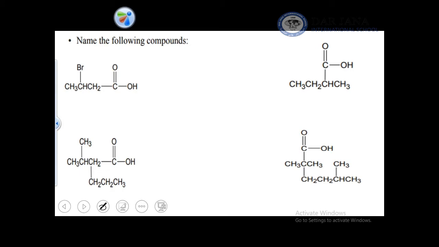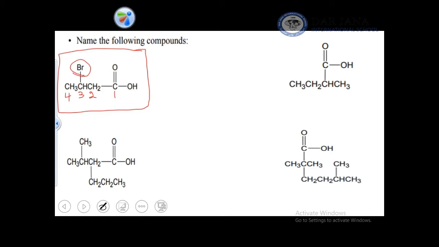The first step is to find the longest carbon chain that contains the carboxyl group. First, let's take the first example over here and start numbering the longest chain. I'm going to give the carbon of the carboxyl group number 1. So it will be like that: 1, 2, 3, 4. Locate the substituent. Here I have only the bromine, and the bromine is on carbon number 3.